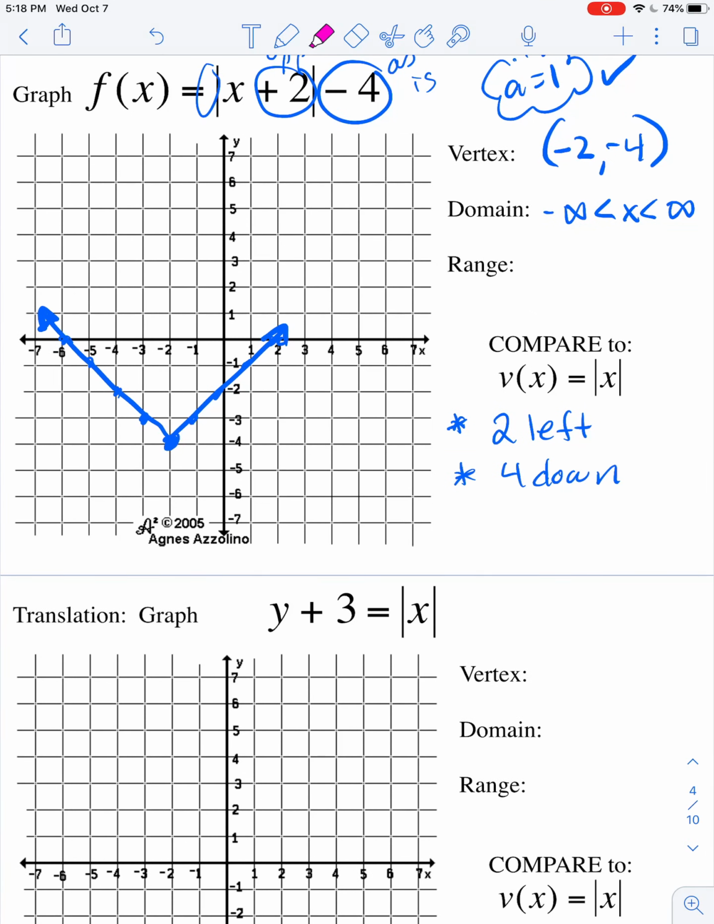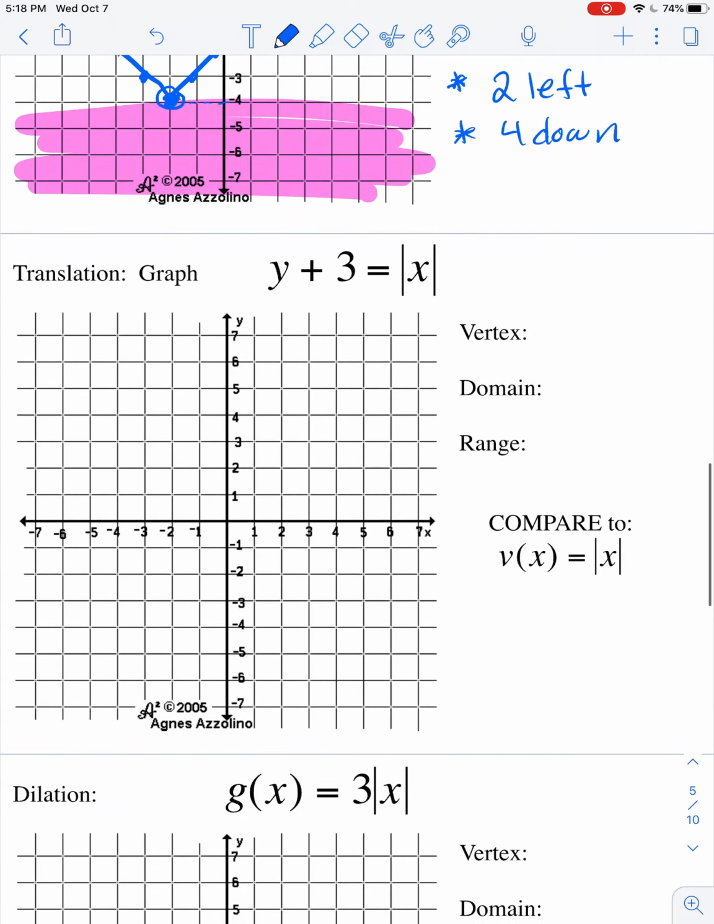Oh, I have to do my range. So I look again and think, what don't I need? I don't need this part down here. There's no graph down there. I only need from this point on up, which is located at -4. That's included in the graph, and it goes up forever from there.